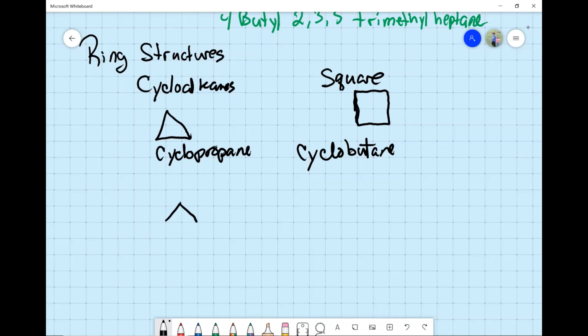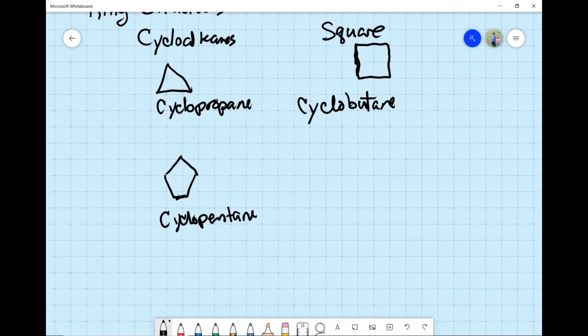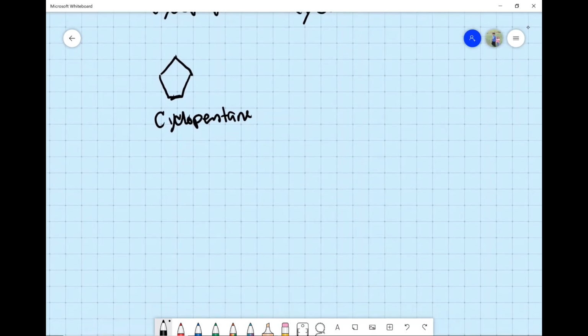cyclopentane, it's like the pentagon. Yeah, this is a little messy. Cyclohexane, it's a hexagon, and I'm going to butcher the heck out of it, sorry. So cyclohexane, cycloheptane and cyclooctane, I won't draw them, but heptane, of course, is a 7-sided polygon, and octane is like a stop sign, so an 8-sided polygon.